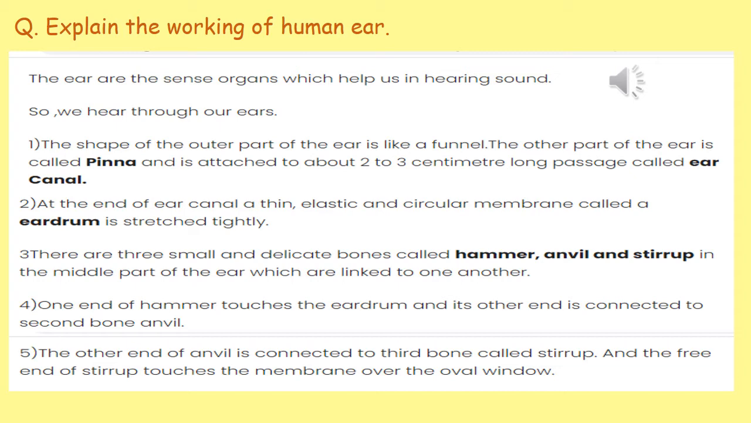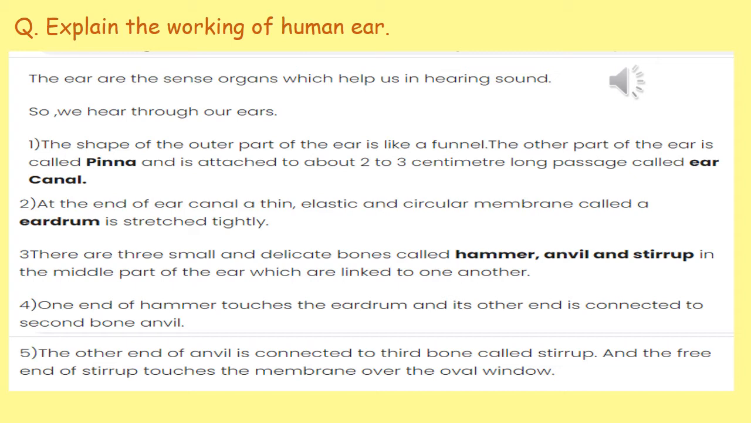The shape of the outer part of the ear is like a funnel. We can see it from outside. This outer part of the ear is called the pinna, and it is attached to a 2 to 3 centimeter long passage which is known as the ear canal or auditory canal. You can refer to the diagram in the previous slide. At the end of the ear canal there is a thin, elastic and circular membrane which is known as the eardrum, and it is stretched tightly at the mouth of the ear canal.